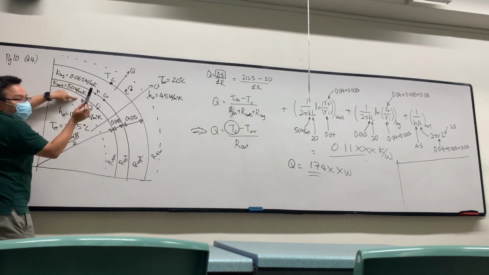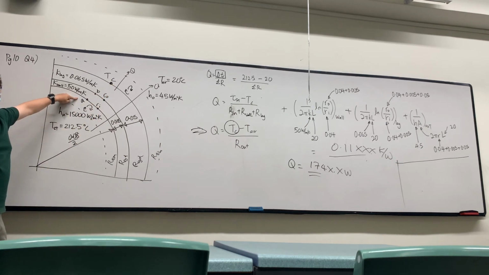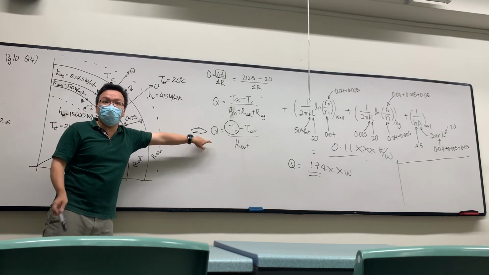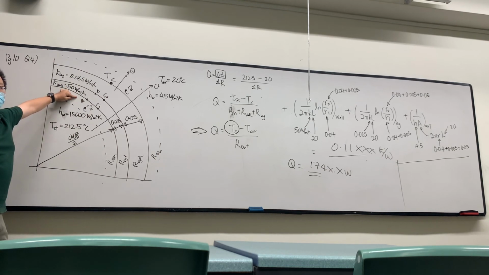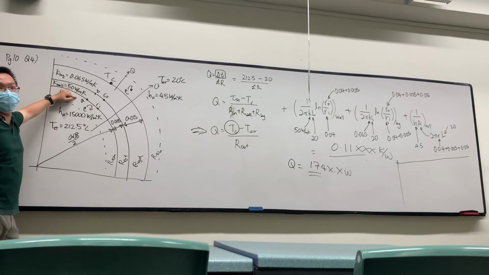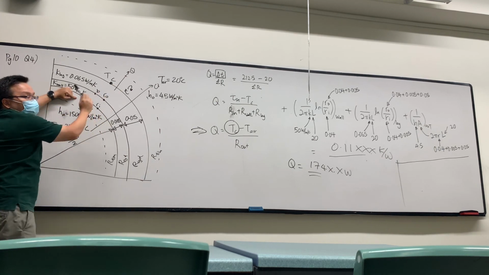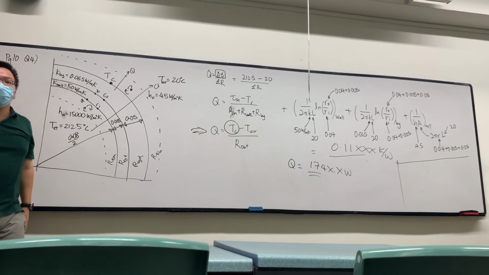If let's say I already found TC, can I use TA minus TC? Yes, you can. But how many layers? 2 layers. Make sure you use the correct 2 layers. If it's TA minus TC, it must be 2 conduction layers. Are we clear?